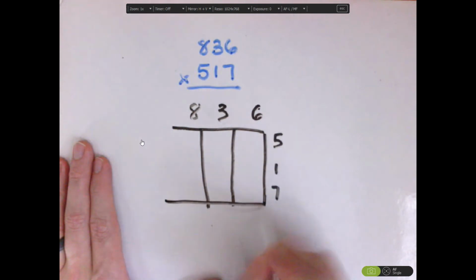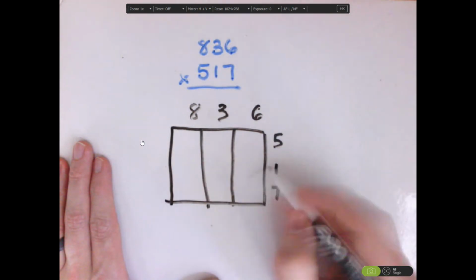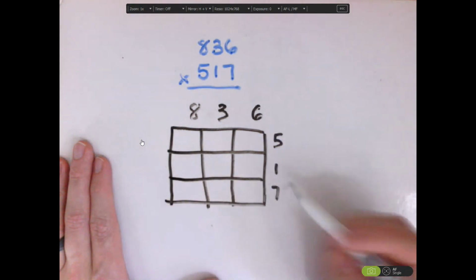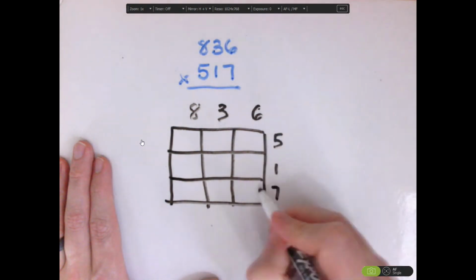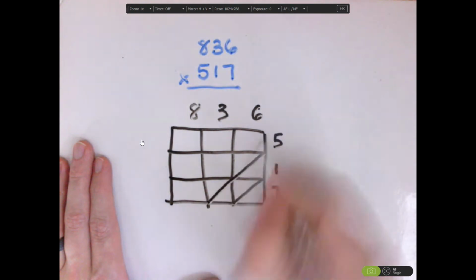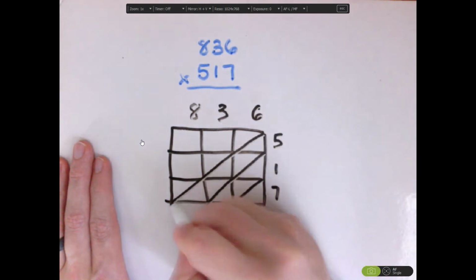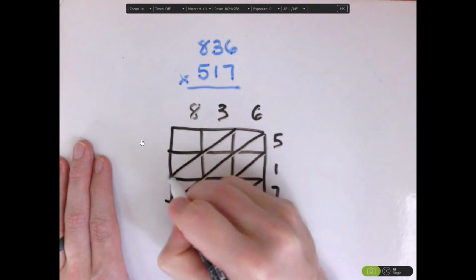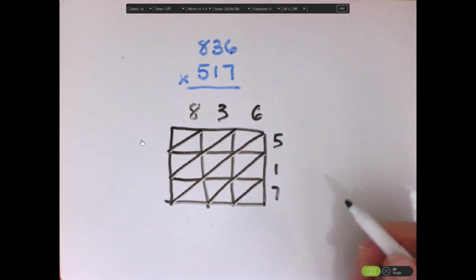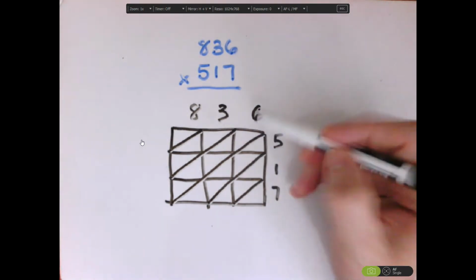And now you want to set up boxes, a little grid. And then you also want to set up diagonals, so like this, all the way across, just like that. And then what you do next is you multiply.